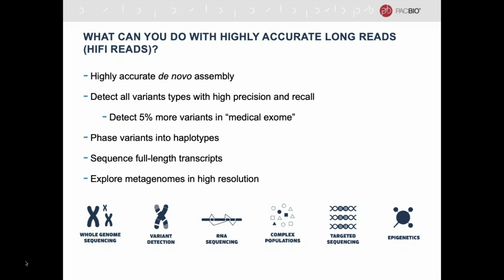And when we look at that from a human space, we were able to detect 5% more variants in the medical exome. And these are specific genes that are relevant to human health and disease. Then in the RNA space, you can sequence full-length transcriptomes with very highly accurate reads with our Iso-Seq pipeline, which I'll go into more detail on. And also when looking into the metagenome space, the HiFi reads become really important because you need both the read length and accuracy to be able to fully look into your complex population.